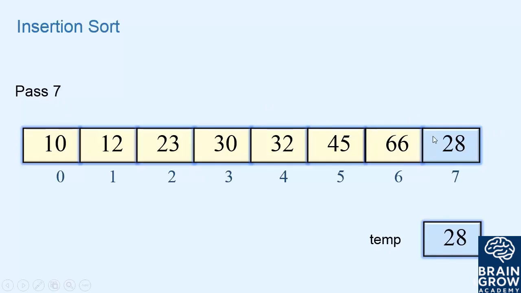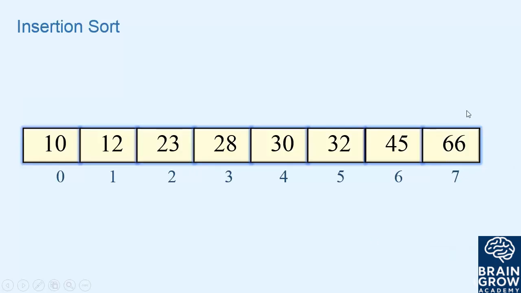In pass 7, 28 has to be inserted in this portion. So 66 is greater than 28, so 66 is moved here. 45 is greater than 28, it is moved here. 32 is greater, it is moved. 30 is greater, it is moved. Now 23 is smaller, so we'll stop and insert it here. So after 7 passes, the whole array has become sorted.